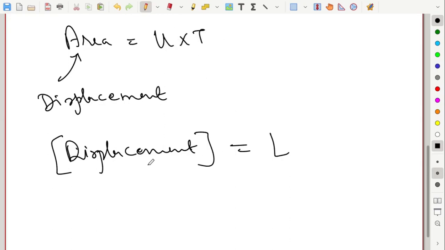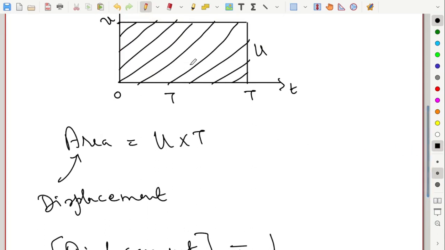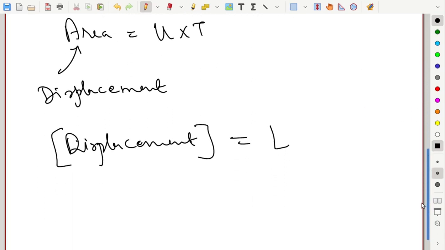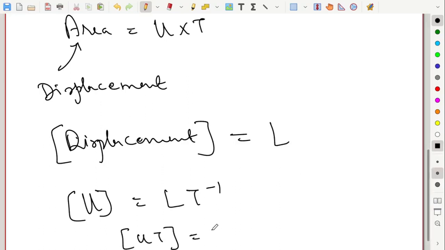Okay, then we can see that this area is nothing but a displacement. Okay, so நம்மளுக்கு velocity ஓட dimension தெரியும். So the dimension of velocity is L t power minus 1. Okay, and the dimension of t is obviously T. Therefore the dimension of the product ut is also L. Okay, that is L T minus 1 into T, which is equal to L.